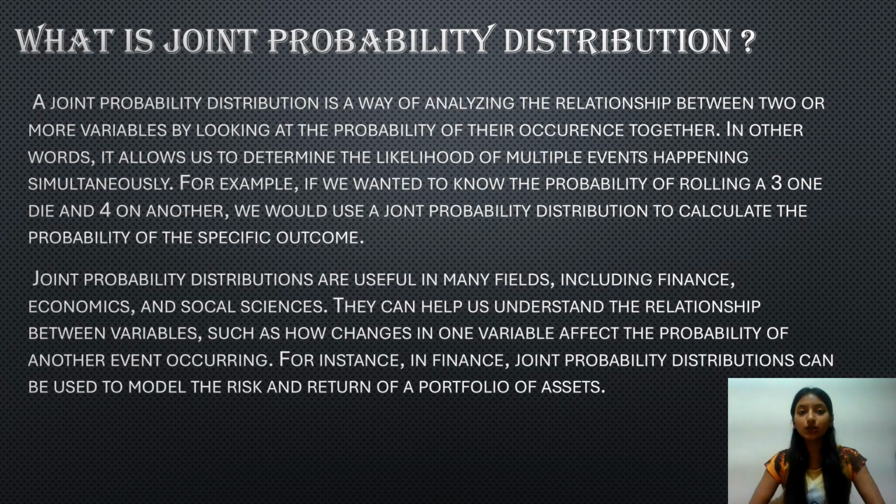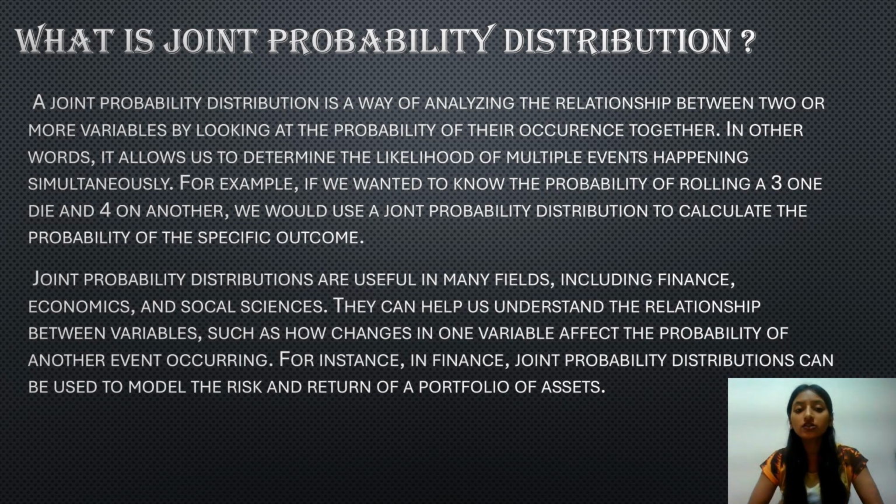Okay, so now let's see what is joint probability distribution. It is a way of analyzing the relationship between two or more variables by looking at the probability of their occurrence together. In other words, it allows us to determine the likelihood of multiple events happening simultaneously. For example, if we wanted to know the probability of rolling a 3 on one die and 4 on another, we would use a joint probability distribution to calculate the probability of the specific outcome.